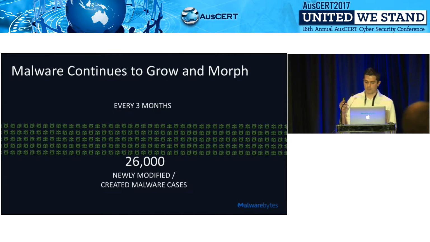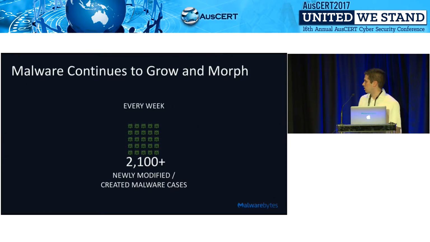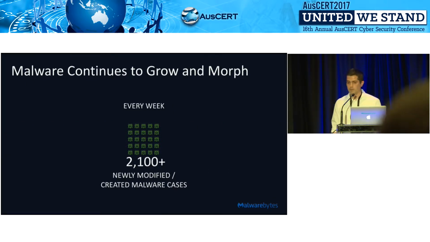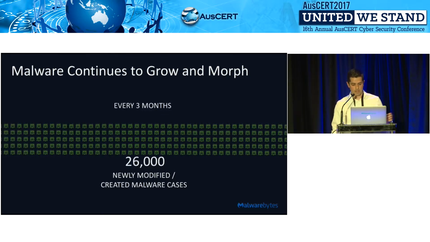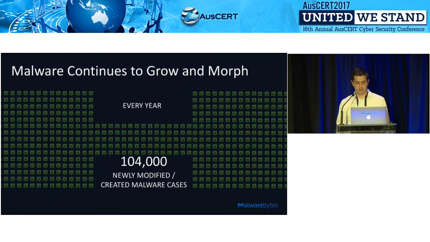So if we take that number that I initially said, 2,100 infections occurring on a weekly basis that we're seeing in our threat intelligence, and we take it out to a three-month period, that equates to 26,000 newly modified samples and malware family and variants that we're recording on a three-month basis. And finally, on a yearly basis, this equates to approximately 104,000 newly modified malware families and variants in the marketplace.